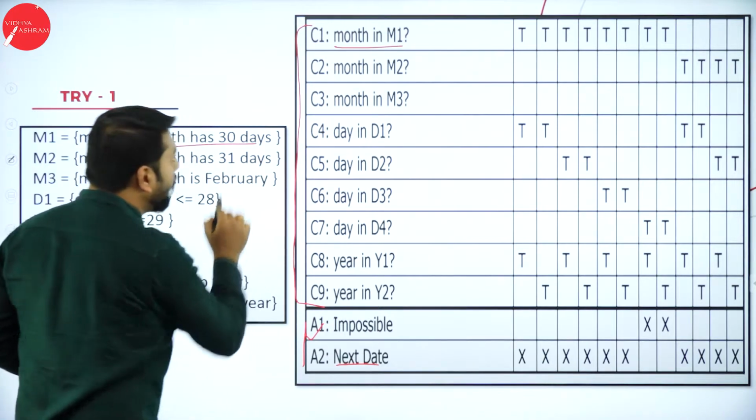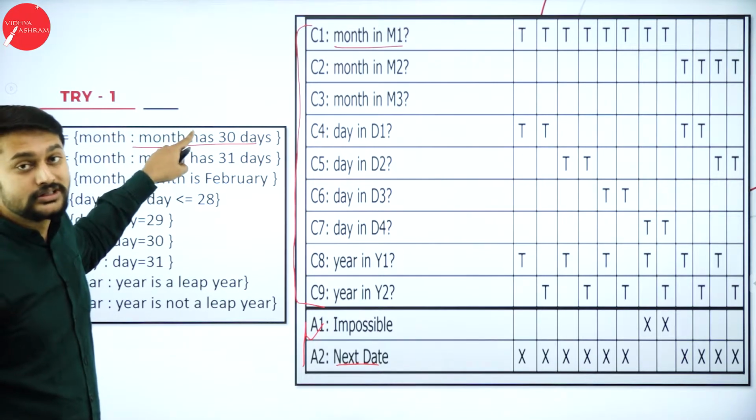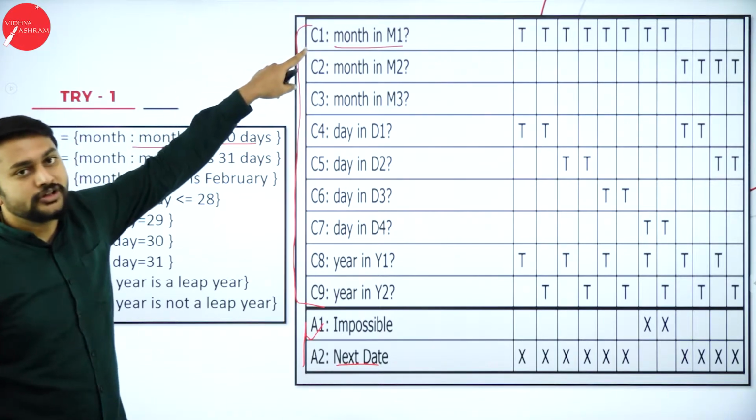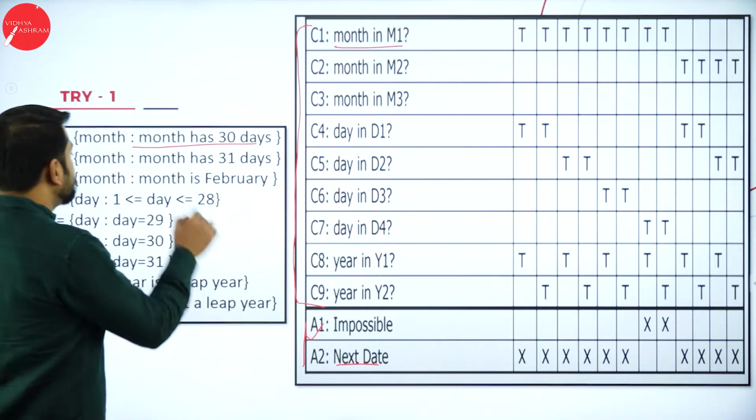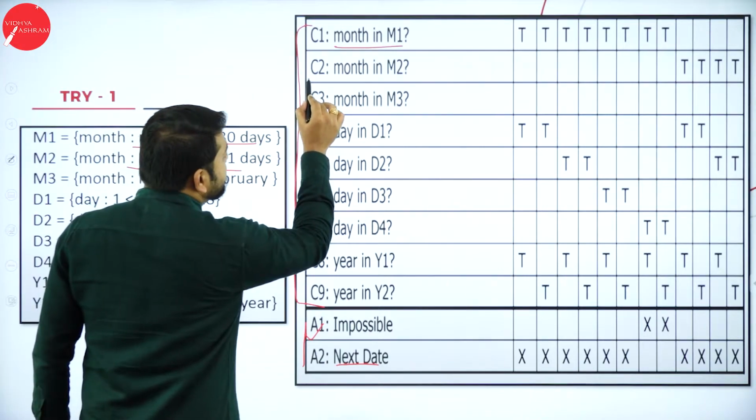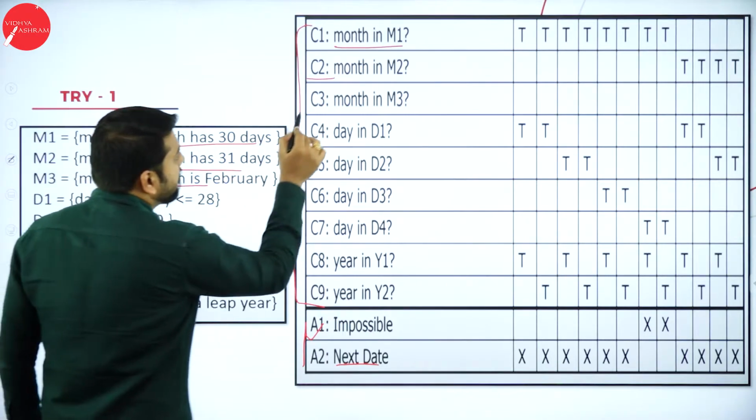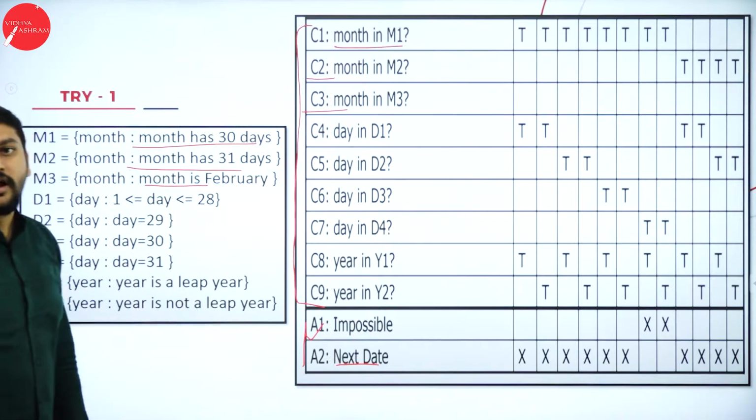So this is what I will call M1. I'm just renaming it as C1. So fine. In the same way, this is what I will call C2. This is what I will call C3. So fine. I understood that.